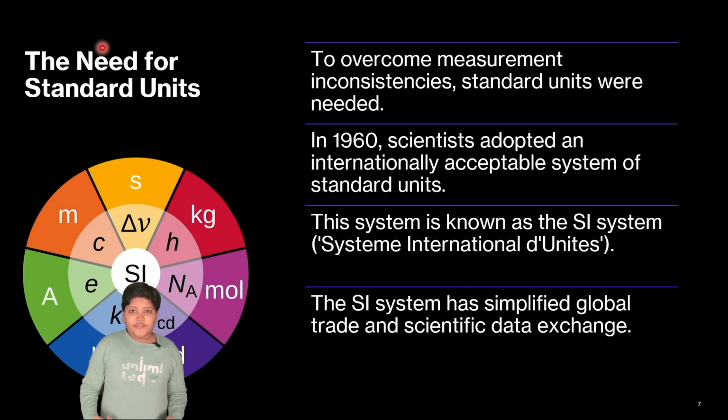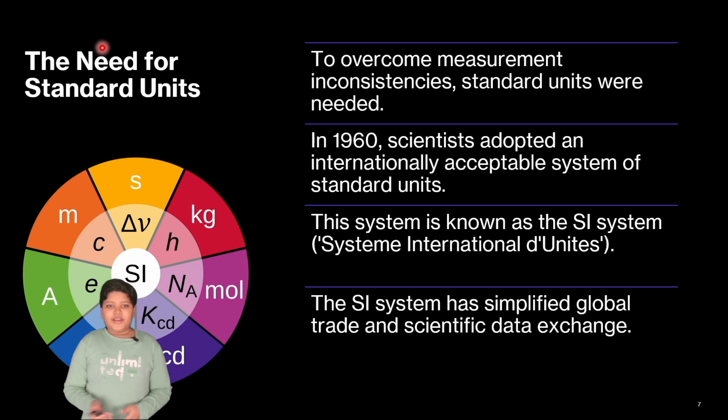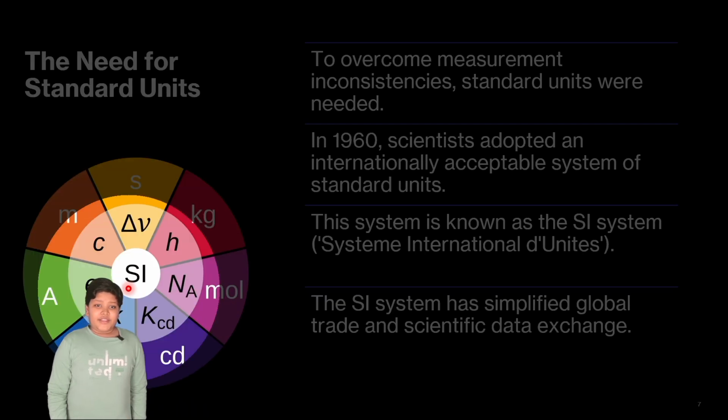The inconsistency of traditional units highlighted a crucial need for standardization. Imagine the chaos if every country used different measurements to trade. To resolve this, in 1960, scientists globally agreed upon a unified system, the SI system, or the International System of Units. This standardization has been a game changer, making global trade and scientific collaboration much more efficient. As you can see, these are all the SI units right here.